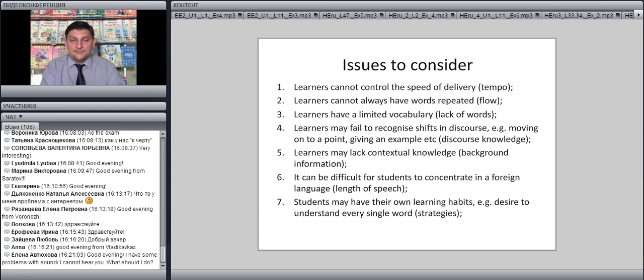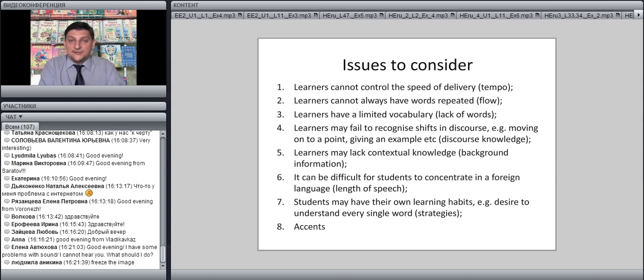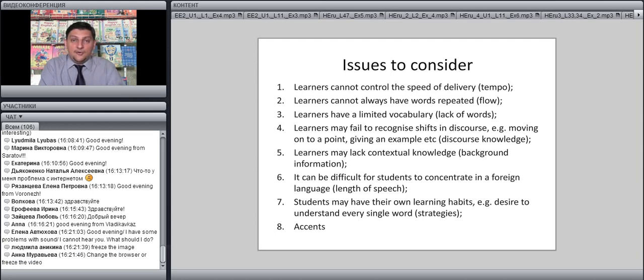And the final problem which can arise is accents. When I say accents, I mean not only foreign language accents, because not everybody speaks with a foreign accent, but I also mean local or regional accents. You know that when you travel around Britain, it is enough to move, say, at the distance of 100 kilometers, and you will hear people speaking with a different accent. For example, the diphthong I is very often pronounced as oi in and around Birmingham.